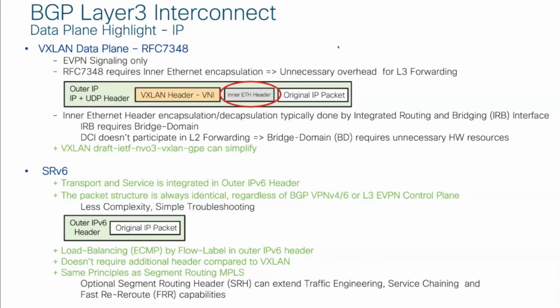SRv6 doesn't require an additional header compared to VXLAN, so we don't have any VXLAN header. We don't need this inner Ethernet header. So that's another benefit. And the same principles apply as for segment routing MPLS, right? You can also optionally use the segment routing header, which provides traffic engineering and service chaining, and you can also use all the benefits of fast reroute in the core.